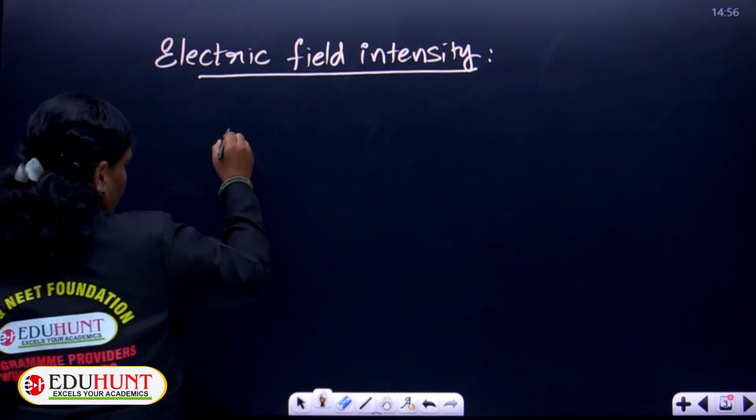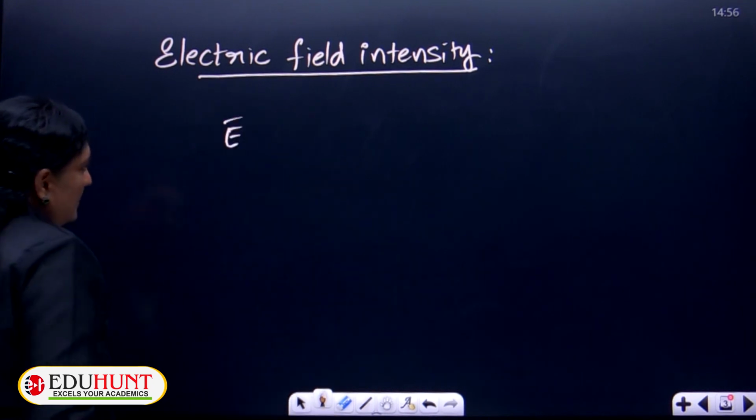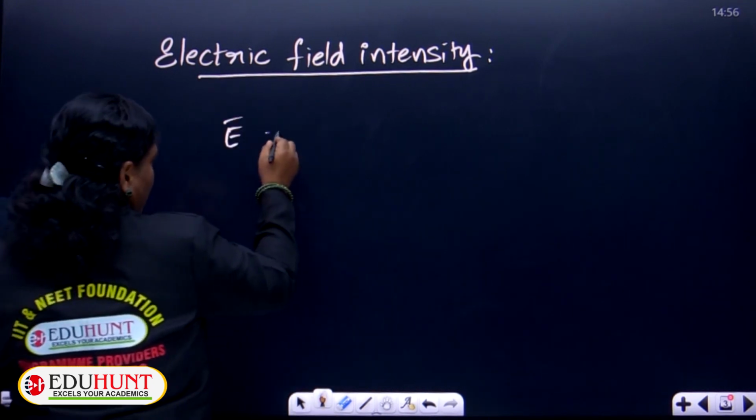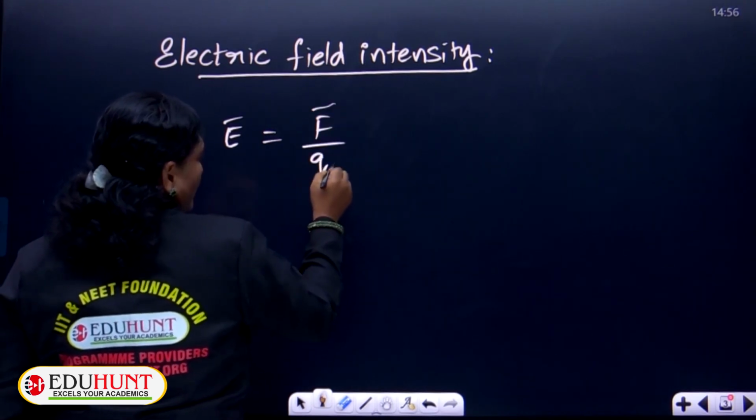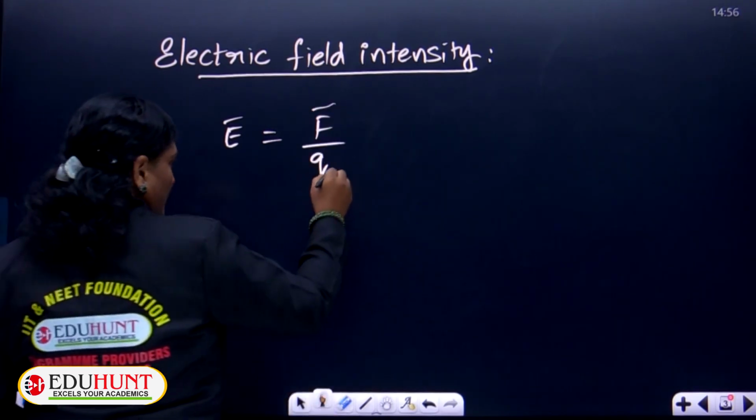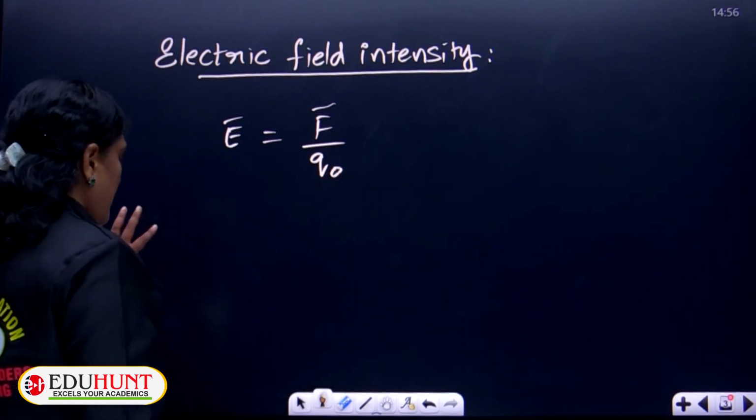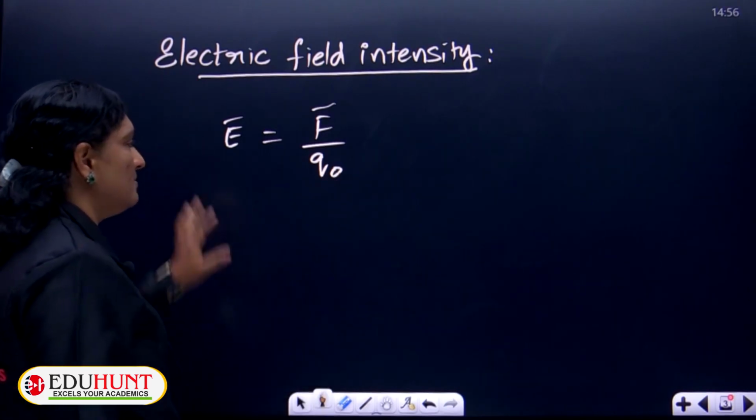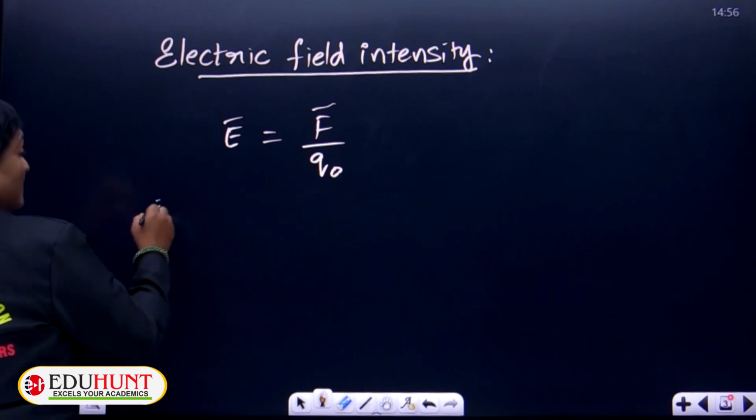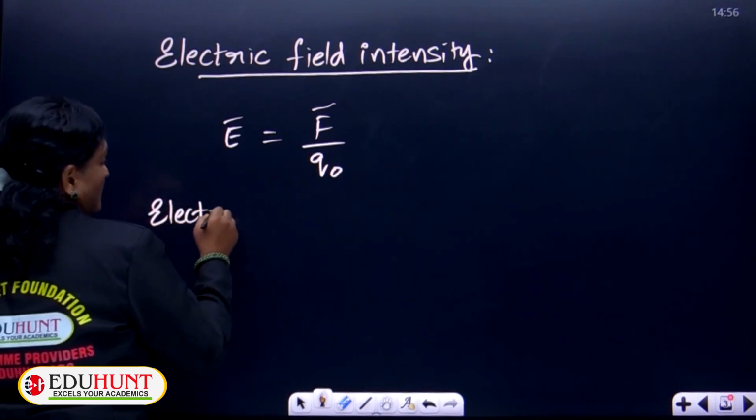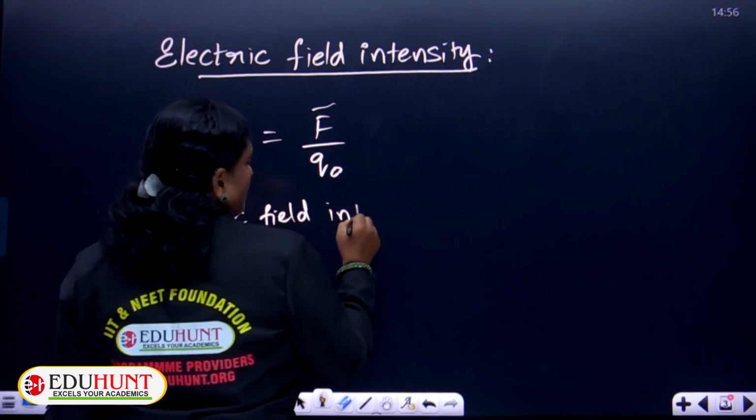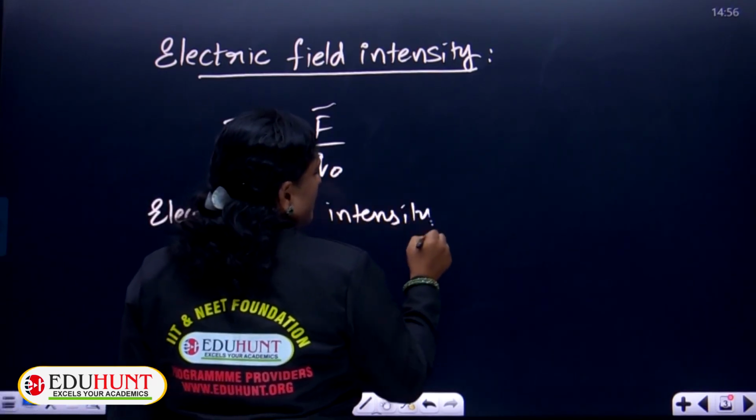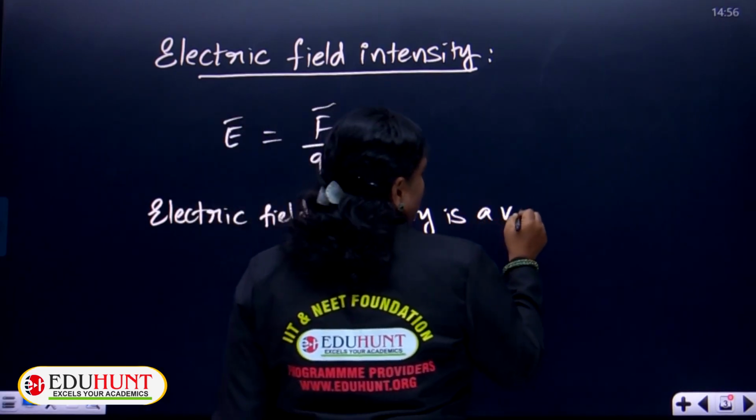Electric field intensity, let us indicate with the letter E. It is defined as the force experienced per unit charge placed at a given point. And remember that electric field intensity is a vector quantity.